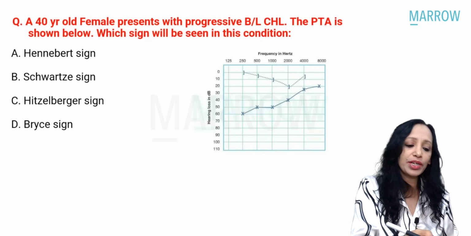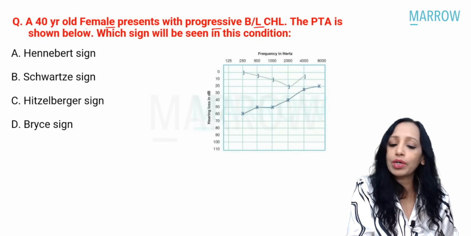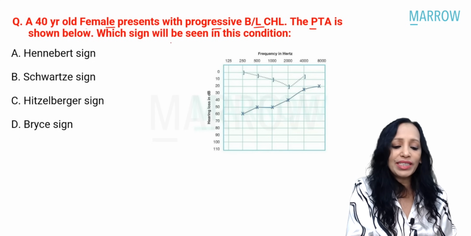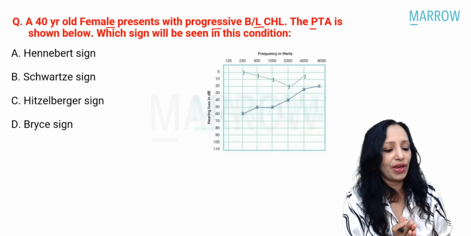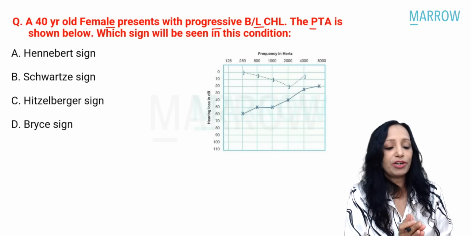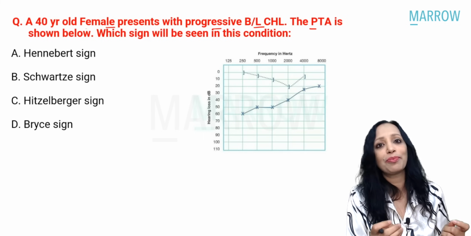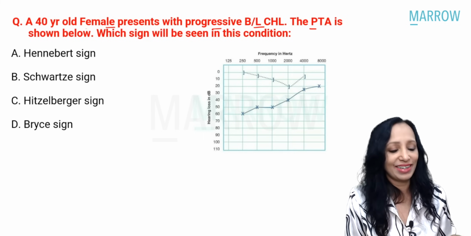So coming to the next question: a 40-year-old female presents with progressive bilateral conductive hearing loss. The PTA is shown below. Which sign will be seen in this condition? So this is a combination of two questions. In the first part, we are supposed to make the diagnosis, and in the second part, we are supposed to say which sign is seen in the condition we have diagnosed, right?